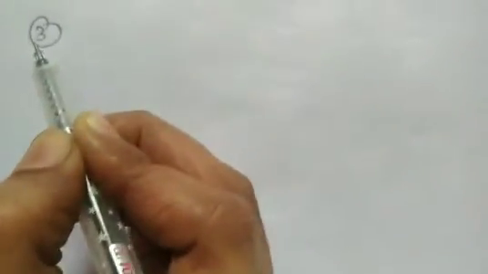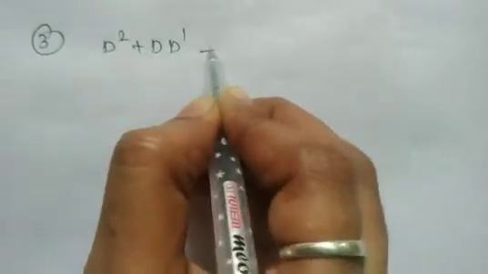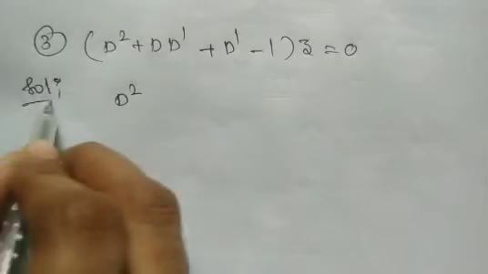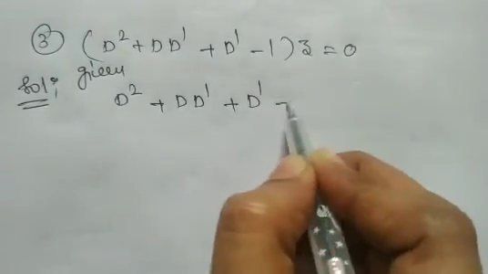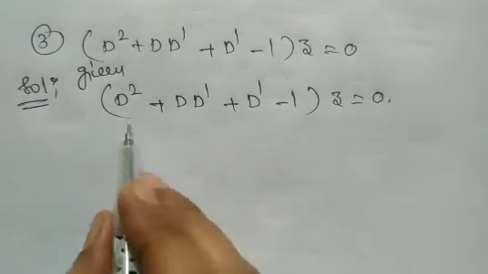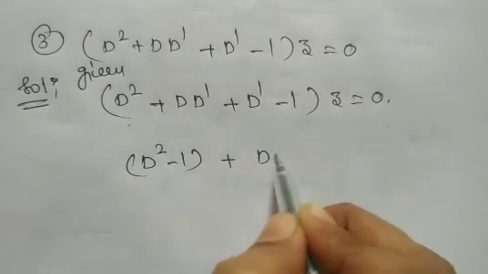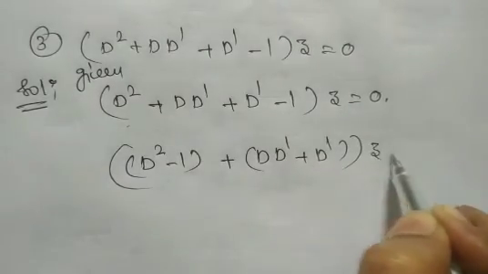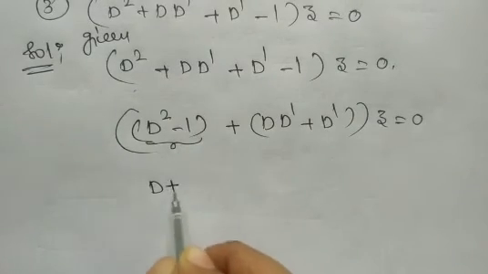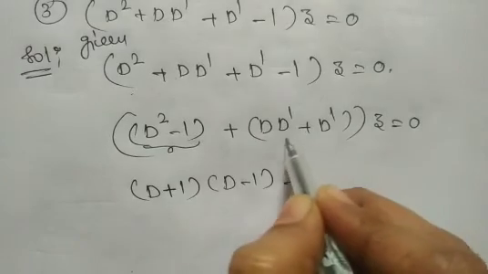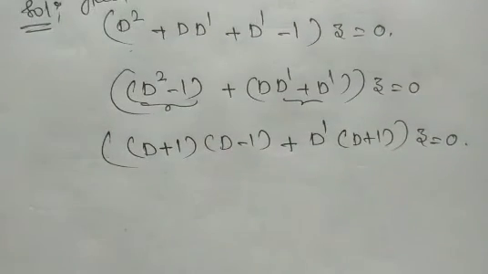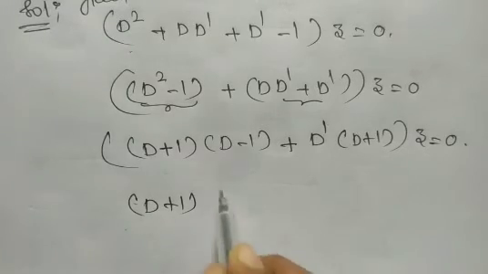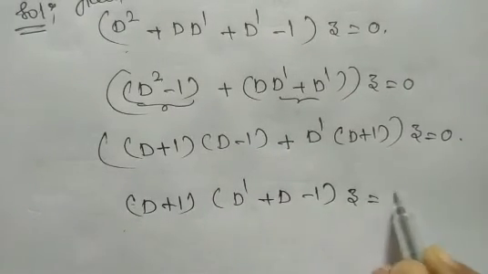Here I am taking one more problem: (D² + DD' + D' - 1) z = 0. Writing it as (D² - 1 + DD' + D') z = 0, D² - 1 can be written as (D + 1)(D - 1), and in the two terms DD' + D', D' is common, so we get D'(D + 1). Finally, (D + 1)(D' + D - 1) z = 0.